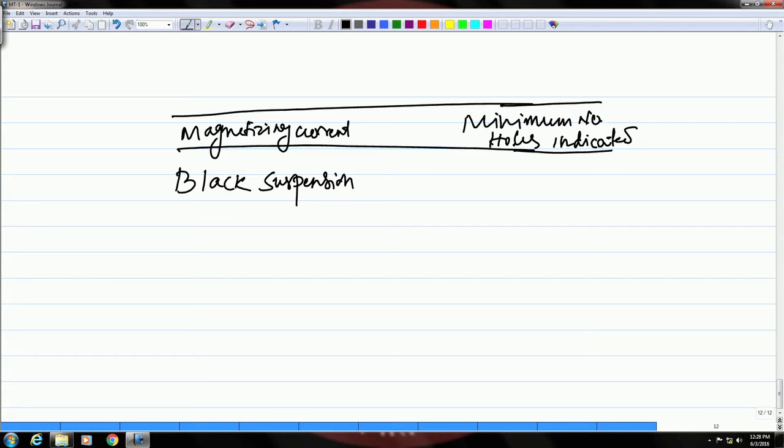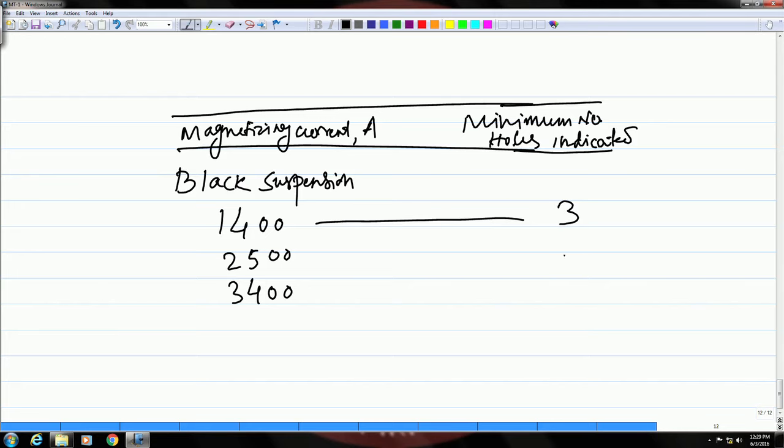In that case, the minimum number of holes that should be indicated would depend on the magnetizing current which is used. So, let us say for this black suspension, these are the levels of current. For each of these currents, the minimum number of holes that should be indicated, for 1400 amps it should be 3, then for 2500 amps it should be 5, and then for 3400 amps it should be 6. So, this is how this Kitto's ring would indicate the magnitude of the magnetizing current which is being applied, whether it is good enough or not.